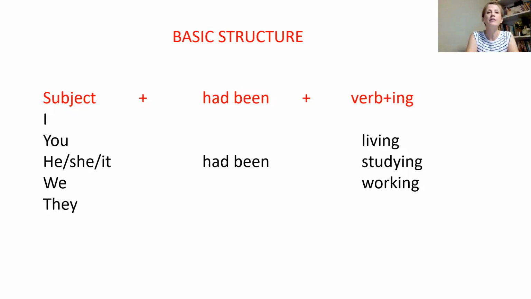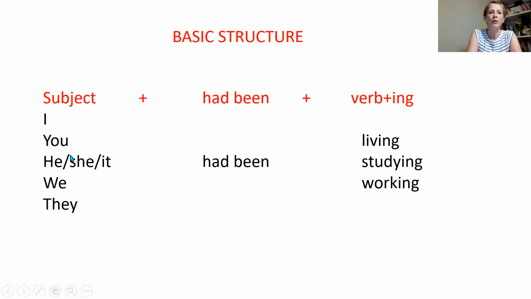Very basic. Subject plus had been plus verb plus ing. So if we take the subject I, we say I had been living, or I had been studying, I had been working. I can make an example about myself. I had been living in Germany. I also had been studying in Germany. I also had been working in Germany. That's right. Before I came to Turkey, yes.